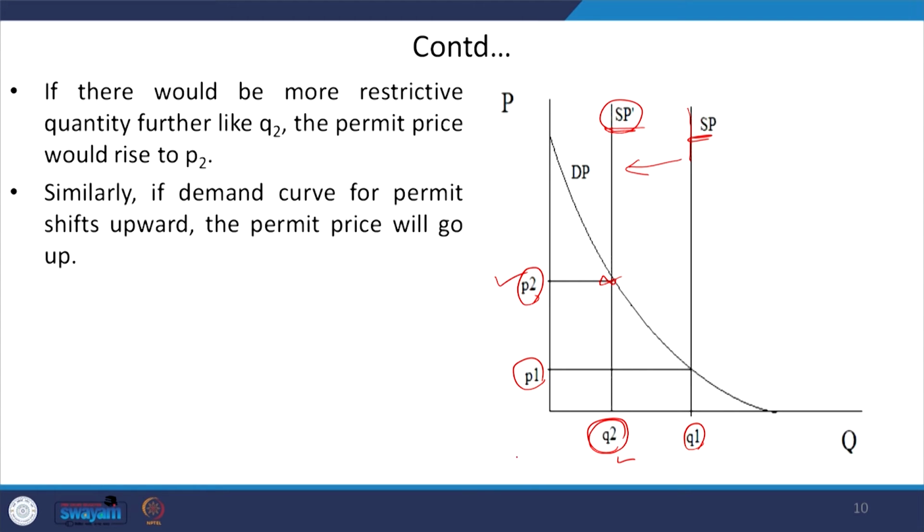And likewise, suppose the demand curve for the permit shifts upward like this, then what will happen? In the case of the first supply curve, the demand curve is shifting, so the quantity of permits would be the same, however the price would rise from the P1 level to this level. Likewise, for the second supply curve, now that the demand curve has shifted, the equilibrium point of intersection would be this, and again, given the same amount of permit Q2, the price would rise from the P2 level to this level.